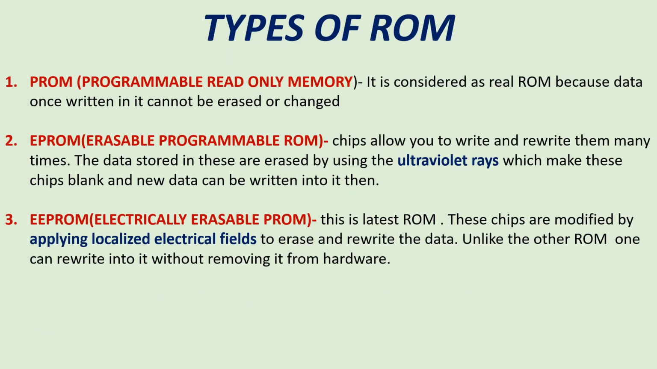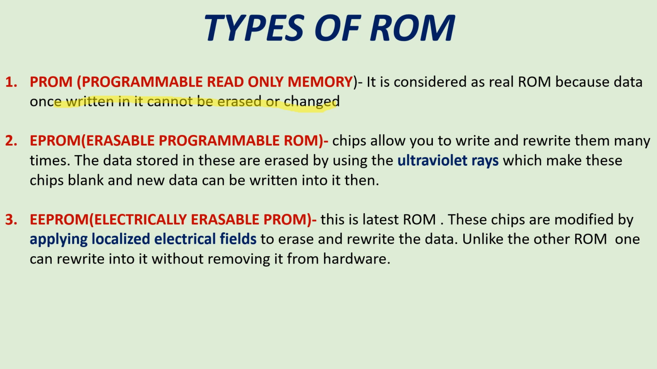Now the types of ROM. So the ROM is usually of three types: PROM, EPROM and EEPROM. First one is the PROM, programmable read-only memory. Actually, PROM is considered as the real ROM because data once written in it cannot be erased or changed, which is the main feature of the ROM, because it is only a readable memory. We cannot write on it.